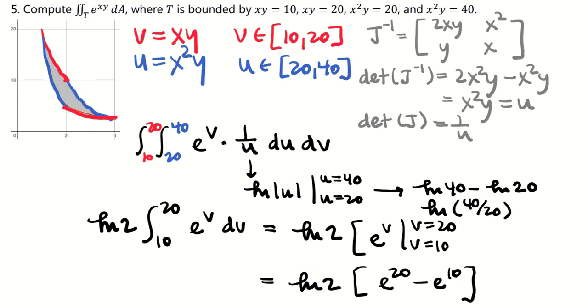That's going to be a really big number. But if you think about e to the xy over that region, you're up there where x is 1 and y is 20, and e to the 20 is a huge number. So it's not a surprise that this integral would come back really large.